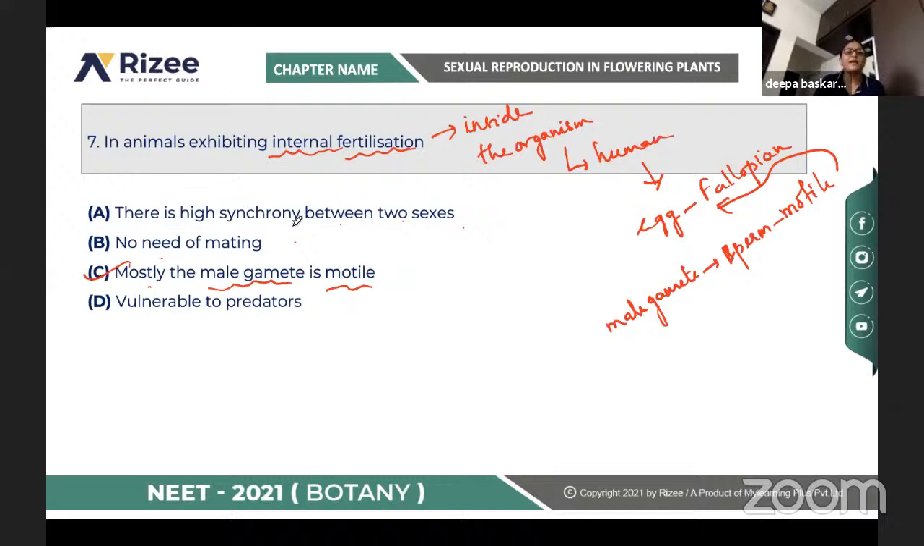So here there is high synchrony between two sexes, and no need of mating, that is, population is needed for fertilization. Okay, this is not at all related to internal fertilization. That is vulnerable to predators, means predators will destroy the gametes. That is not possible in internal fertilization, as the male gametes are delivered inside the body of the female. So there is no chance of predators attack. Clear?